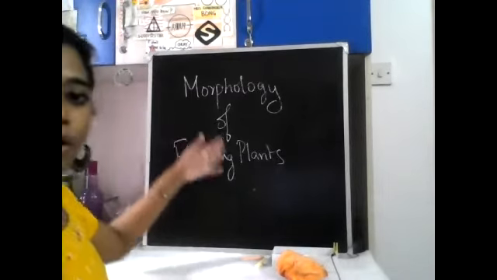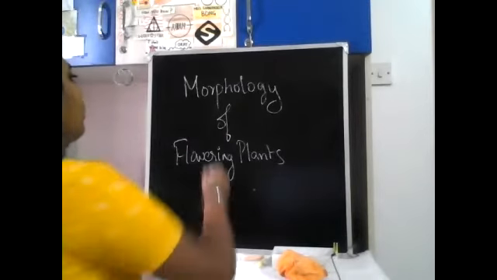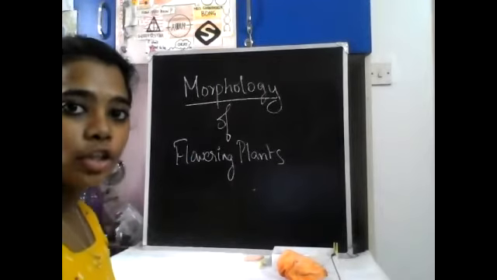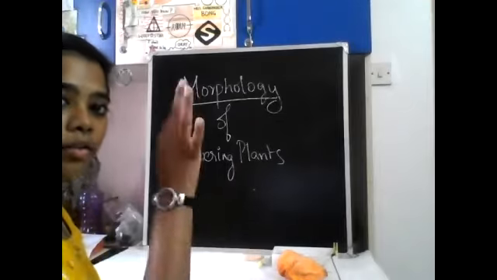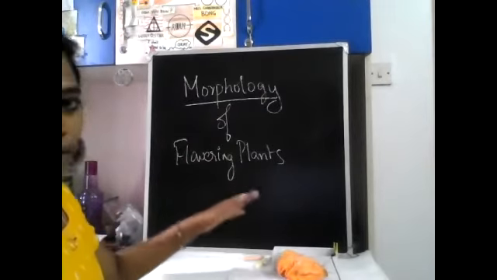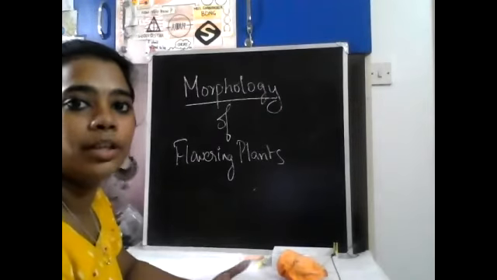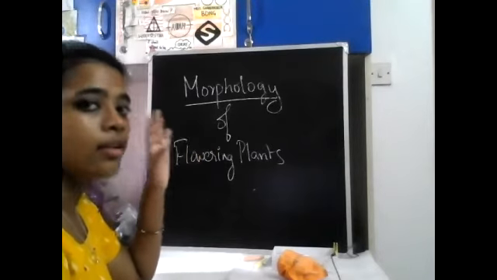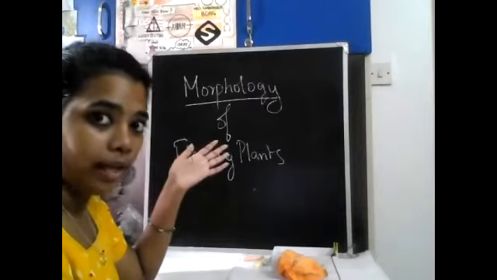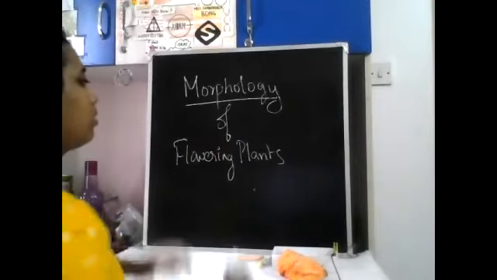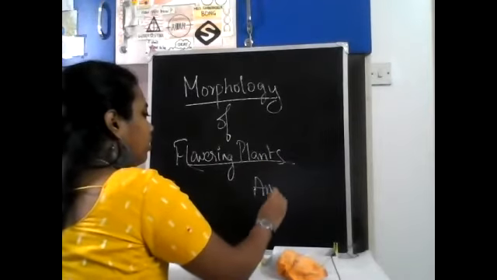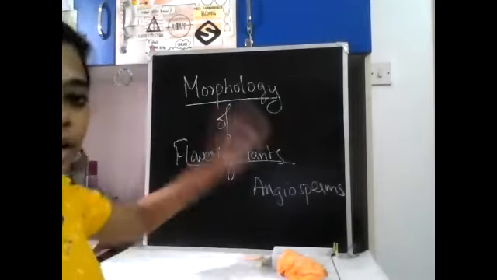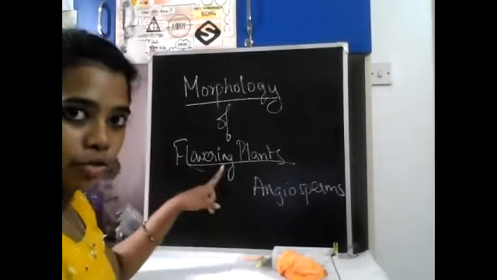Okay, so what is morphology? Morphology means study of external features. External features in the sense, all the features that we can see, they're called morphology. Flowering plants. Now, when you study classification in plants, you will study that the last classification of plants is those which are flowering plants, which means angiosperms, right? So this is angiosperms, and we'll be studying the external features that we see in angiosperms.